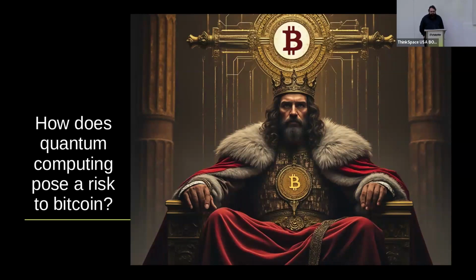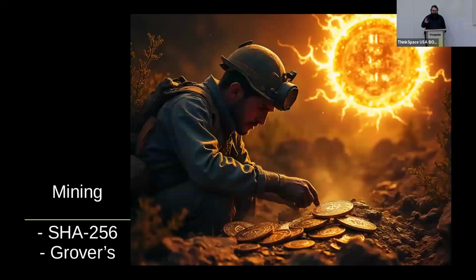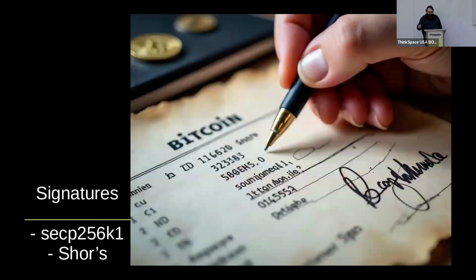It poses a risk to Bitcoin because there's two ways that it poses a risk. One is through mining, but mining is actually pretty impractical to do with quantum computers right now. Actually, just about everything is impractical to do with current quantum computers. But what's even more low-hanging fruit are signatures.